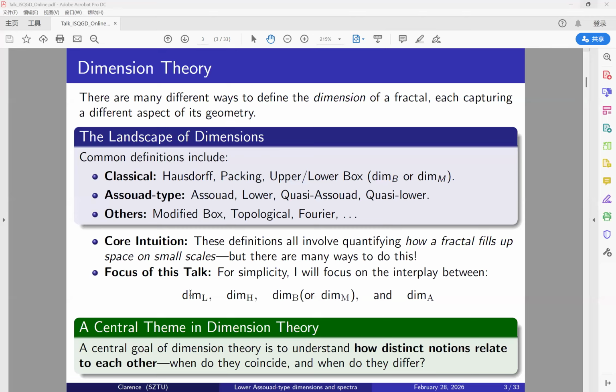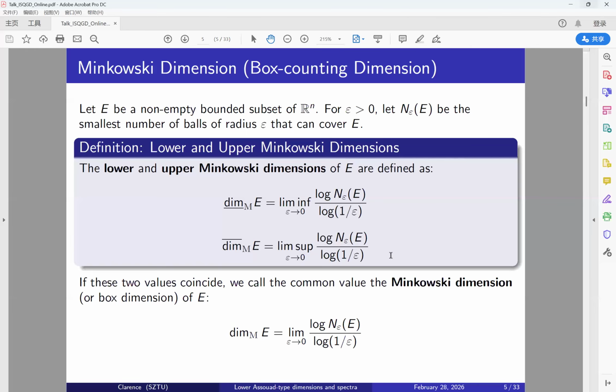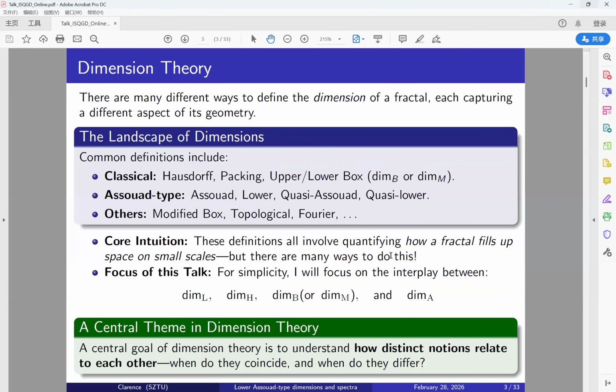For simplicity, I will focus on the interplay between the lower dimension, Hausdorff dimension, box or Minkowski dimension, and Assouad dimension. A central theme in dimension theory is to understand how distinct notions relate to each other, that is, when these dimensions coincide and when they differ. Let's have a quick review of the dimensions.